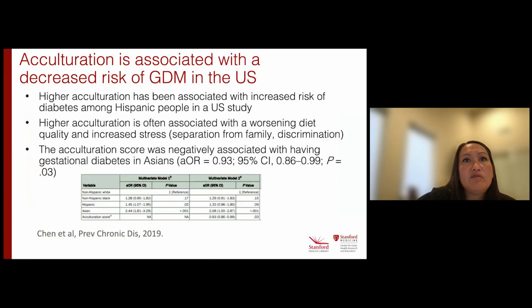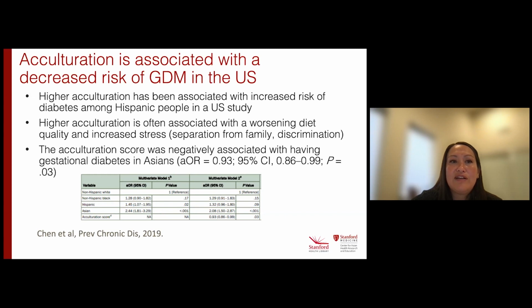And then we've looked at acculturation as well, and its association with gestational diabetes. In previous studies, acculturation is the social process by which racial and ethnic minority people adopt the behaviors, practices, attitudes, and values of the host country. So you look at things like nativity, the language spoken at home, and the length of residence in the United States. And in previous studies, it's been noted that higher acculturation has been associated with an increased risk of diabetes among Hispanic people.